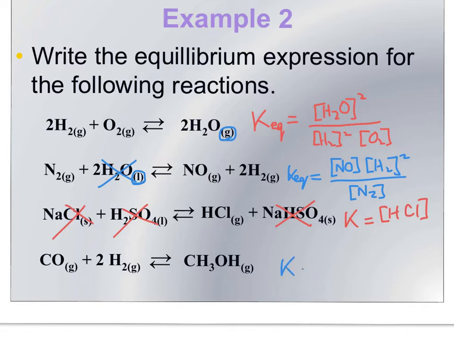K, or KEQ, is equal to the concentration of CH3OH. This is methanol, by the way, the one that we use to celebrate birthdays. We light it on fire on the table. Raised to the first power divided by the concentration of CO times the concentration of H2 squared. So we include gases and aqueous solutions. We do not include liquids or solids. Let's try another.